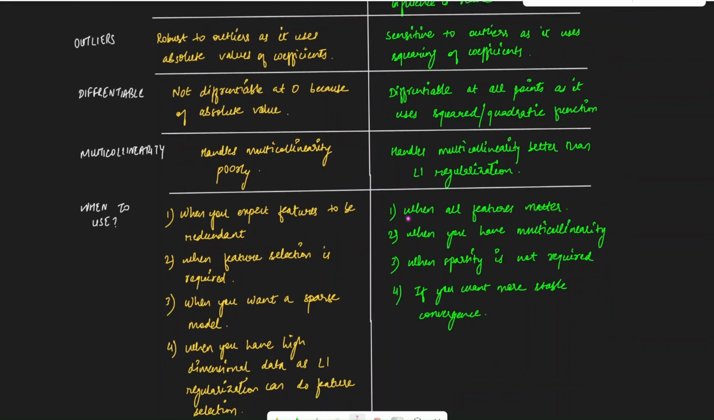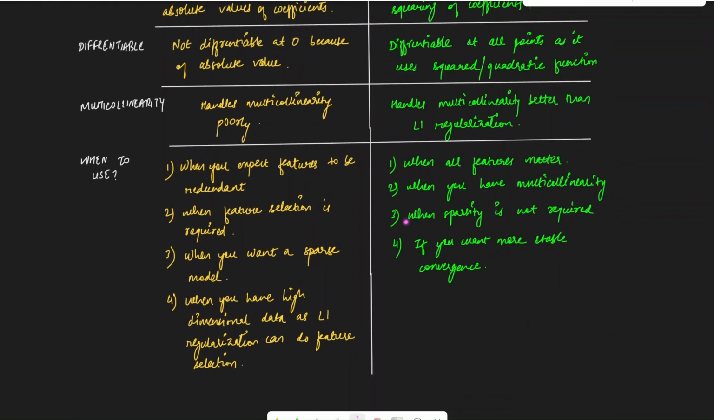Now the question would be when we should be using L1 regularization and when we should be using L2 regularization. So L1 regularization should be used when you expect the features to be redundant. When you know that some of your features are not relevant to the target data, you can apply L1 regularization. Then the coefficients of these features which are not correlated with the target variable will become 0. In this way, we are removing those redundant features, and that's exactly what feature selection is. So when feature selection is required, then we should be using it.